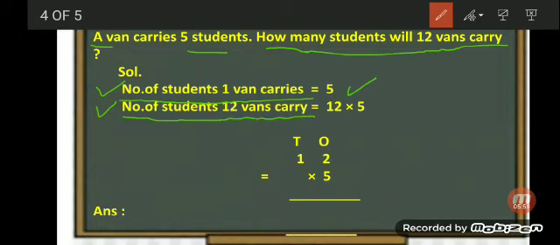So it is equal to, how will you find out the total number of students? By multiplying the number of vans. How many vans are there? 12. And the number of students in one van, that is 5. In one van there are 5 students. In 12 vans, the number of students is equal to 12 into 5. In this way we take out the total number of students. Now we write these numbers in vertical form. Here, 12 multiplied by 5.